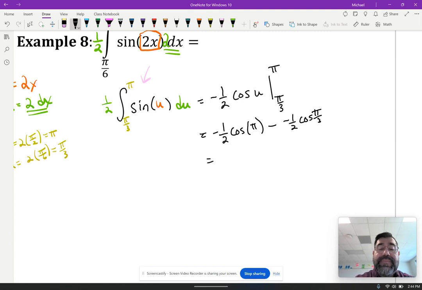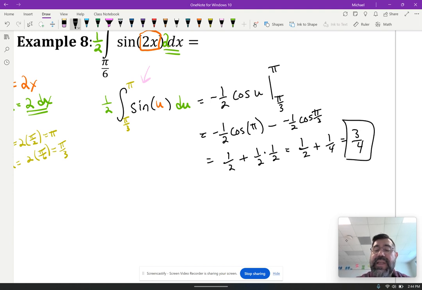Now can I do this? Well, cosine of pi, what is cosine of pi? What is the x-coordinate on the unit circle at pi? I believe that'd be negative 1. So negative 1 times negative 1/2, that's positive 1/2. Here, these two become plus 1/2, and then cosine of pi over 3. Cosine of pi over 3 is 1/2. So really, I have 1/2 plus 1/4. So that would be 3/4, and that's my answer.